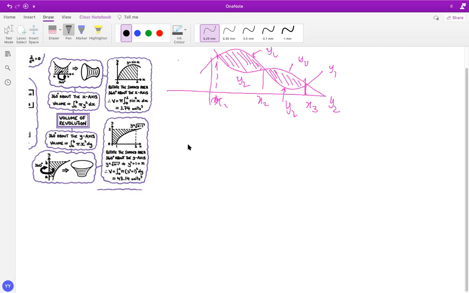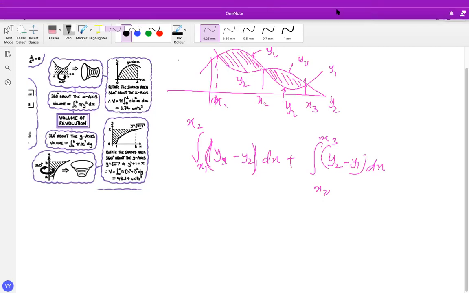So in this case, we take x1 to x2 as the first area. The upper curve here is the y1 function, so y1 minus y2. Then you take the second part, x2 to x3, where y2 is the upper curve, so y2 minus y1. This will give you the area of the entire combined shaded part. This is how you find the area bounded by two graphs.